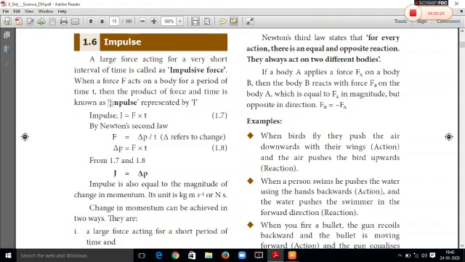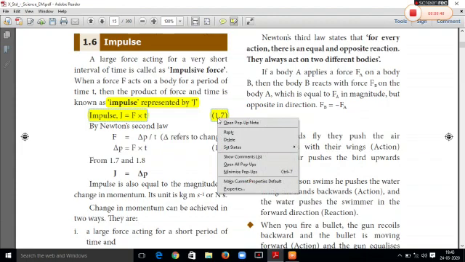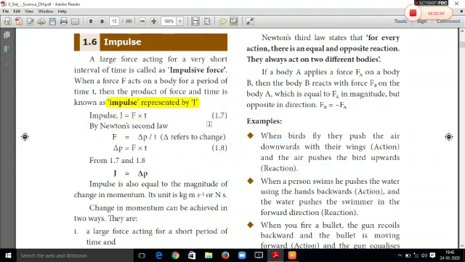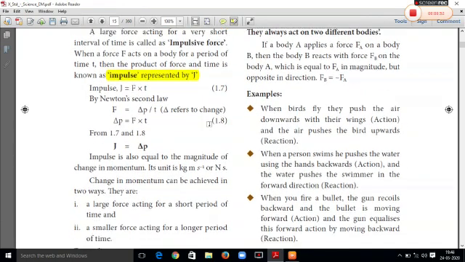When a force F acts on a body for a period of time t, then the product of force and time is known as impulse. It is represented by the letter J. A large force acting on a body for a very short interval of time is called an impulsive force. Impulse J is equal to the product of force and time. So, J is equal to F into t.